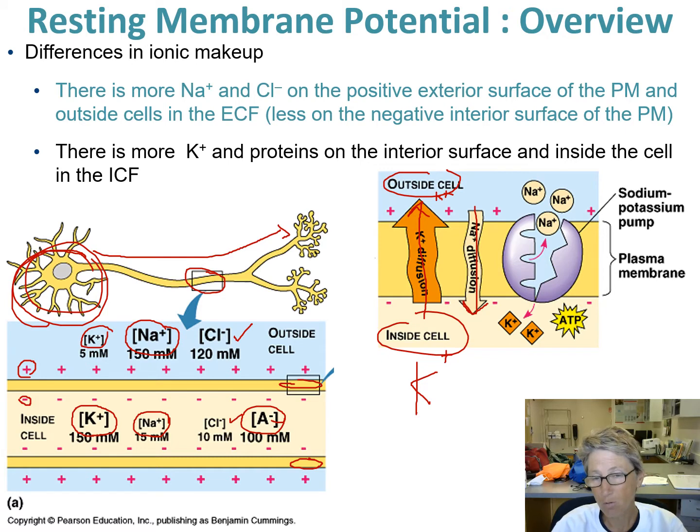And then this cartoon just showed the sodium-potassium ATPase, and for every 1 ATP that you spend, you can pump 3 sodiums against their concentration gradient to the outside, and 2 potassiums against their concentration gradient to the inside of the cell.